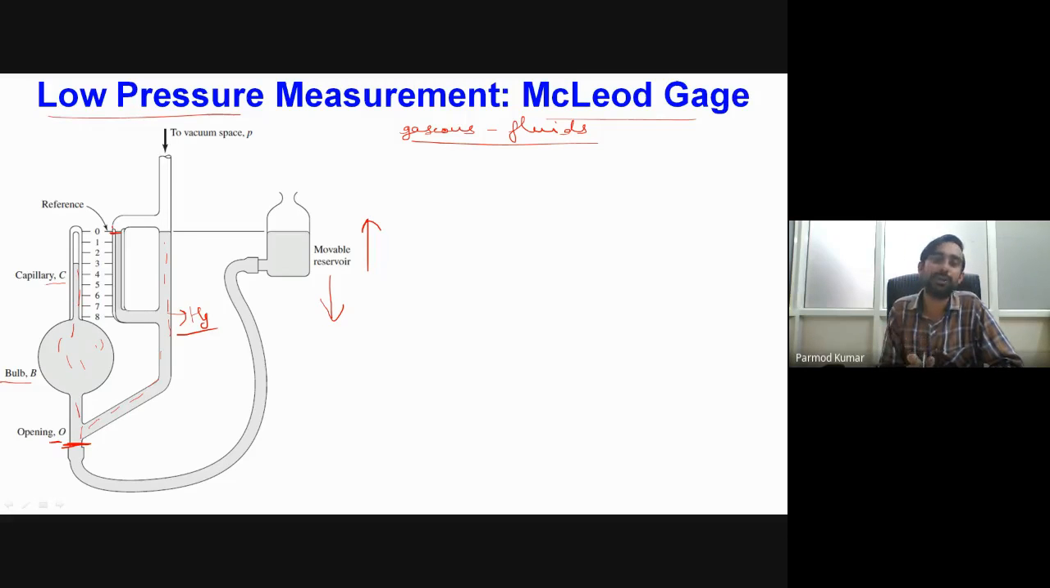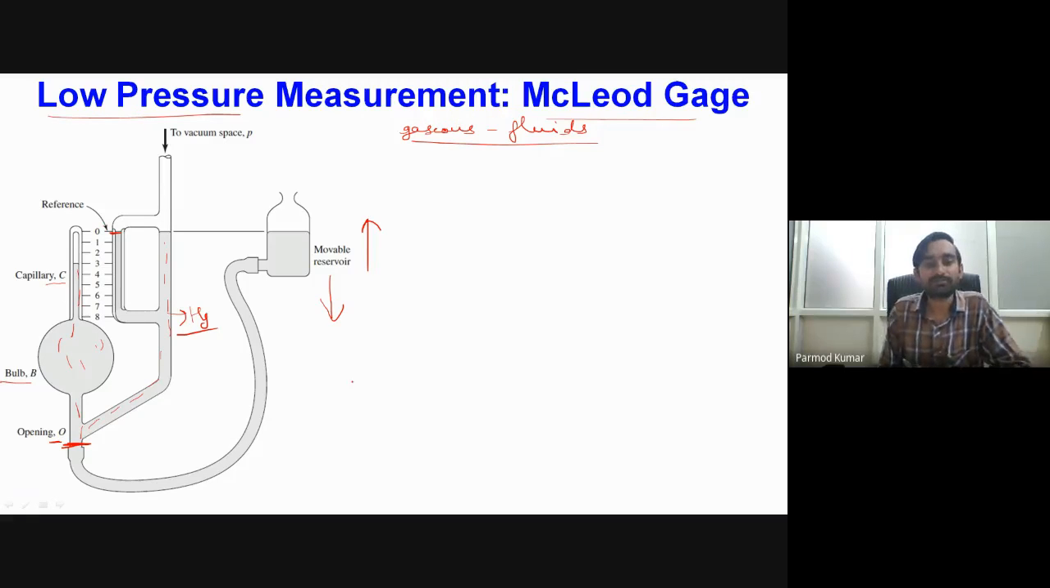Okay, so this is one important point: first we will be lowering the level in order to fill the entire chamber, this entire space, with the medium whose pressure we want to measure. Then we will be increasing the level of the movable reservoir, and we will keep increasing it until the value in our reference capillary corresponds to the 0 mark.